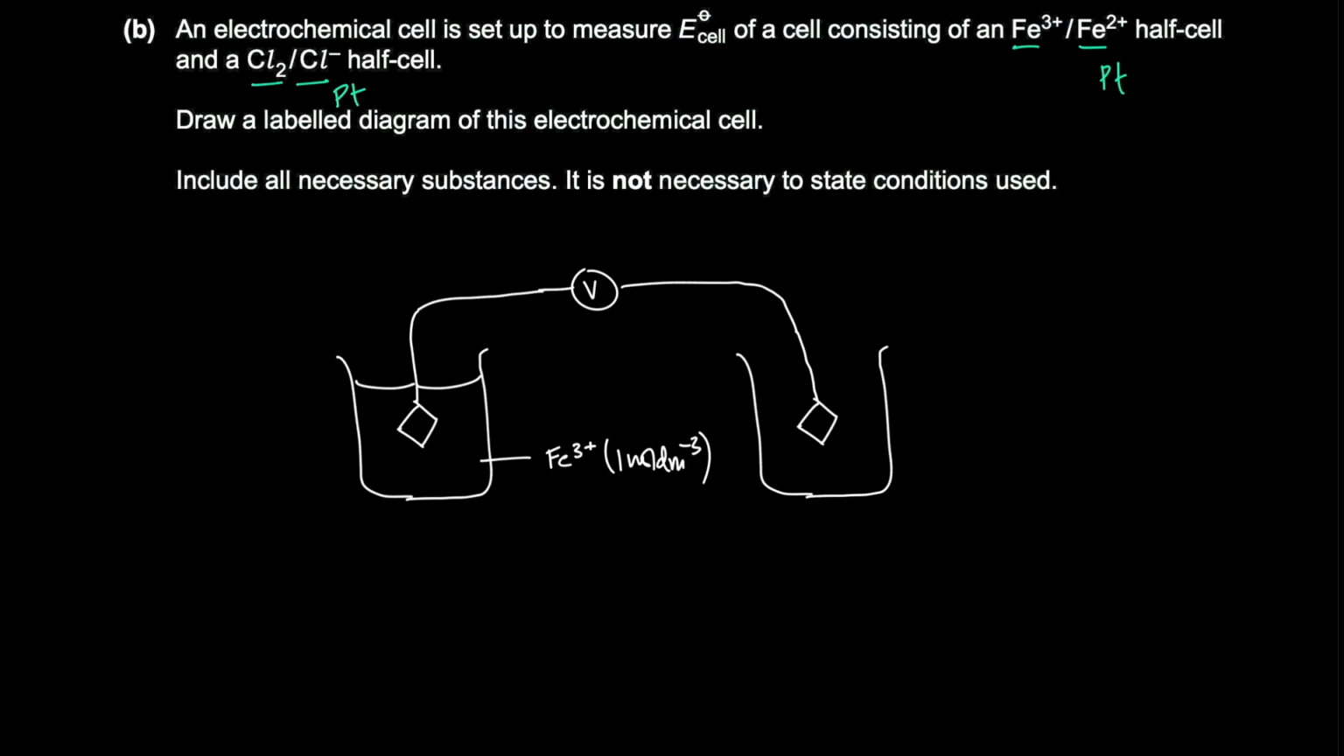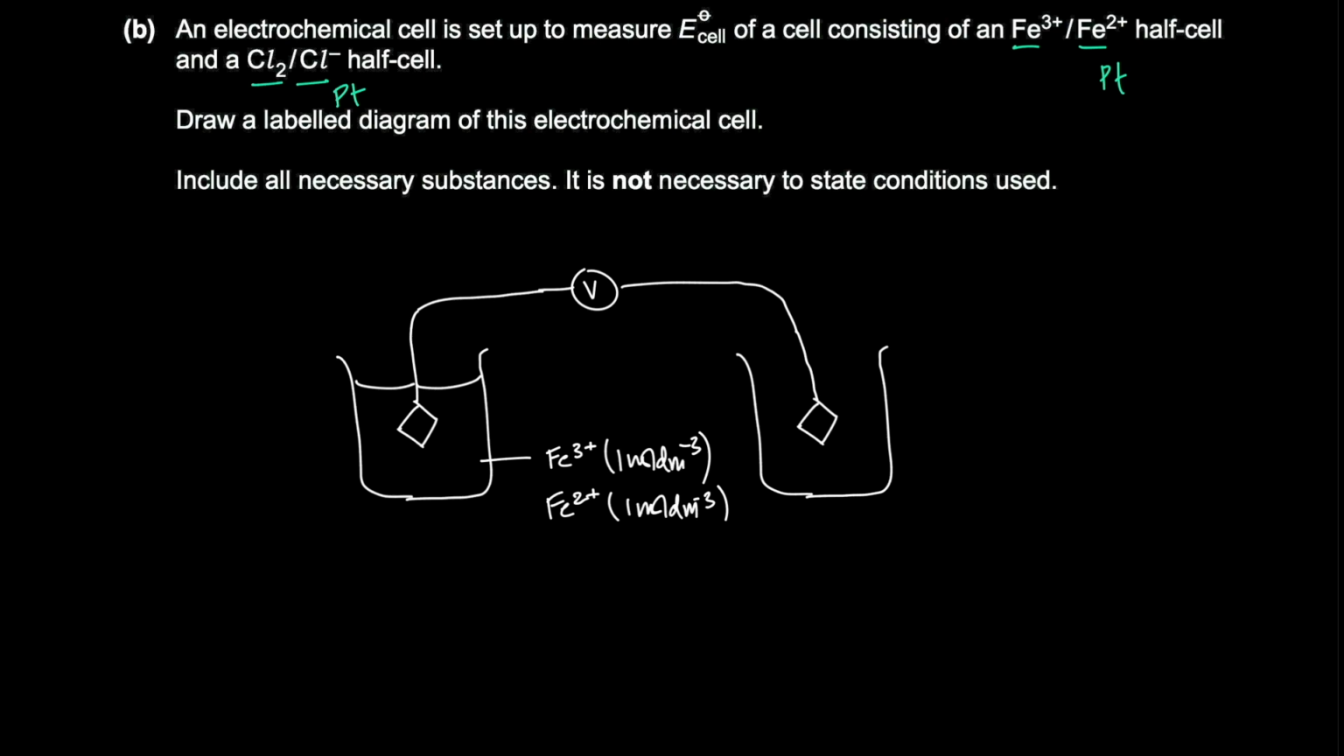They've said that you don't have to specify the conditions used. It is not necessary to state the conditions used, but I'll still use it. Why? Because it's good to know. They can ask for it. And if they don't say that it is not necessary to state the conditions used, then you have to state them. Unless they say that you don't have to, you have to state them.